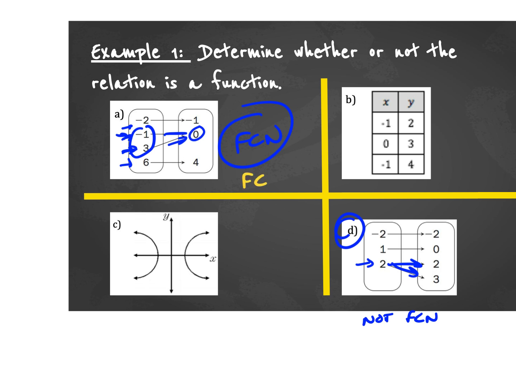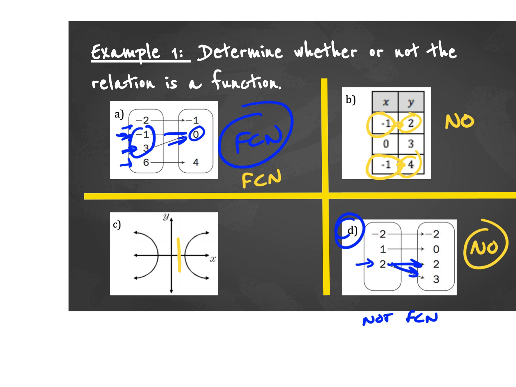So this one is a function. This one, no. If I look at letter B, I have negative 1 to 2 and negative 1 to 4. So that's going to be no. Okay, I've got negative 1 going to 2 different numbers. That's a no. Letter C, vertical line.